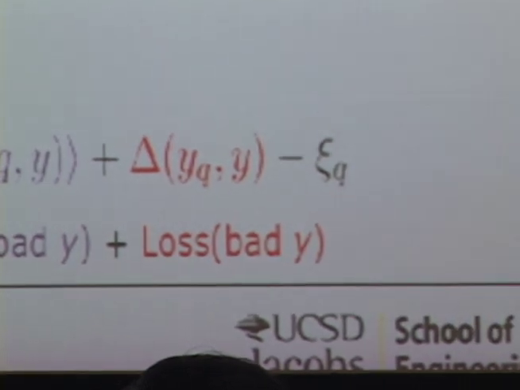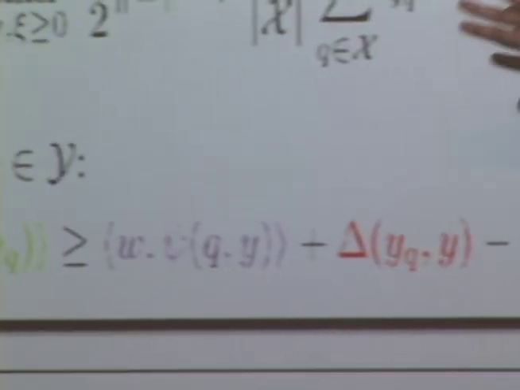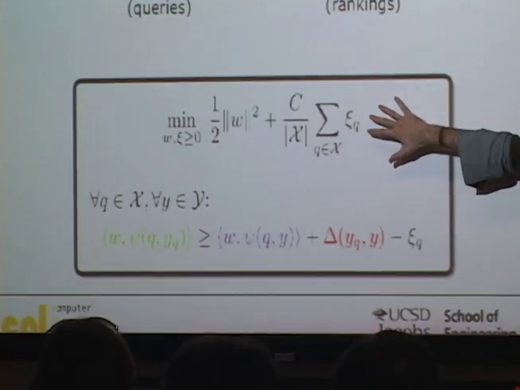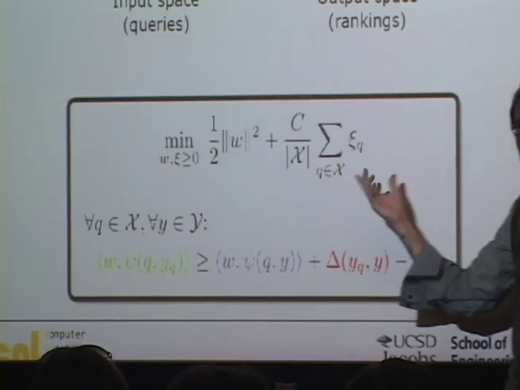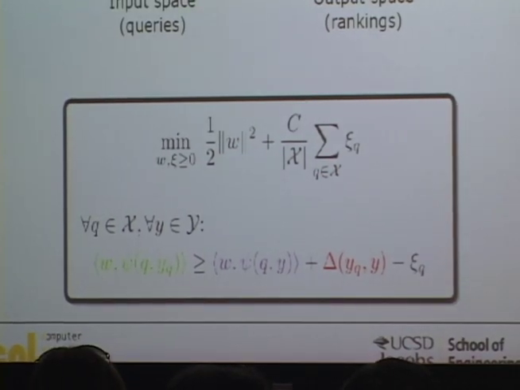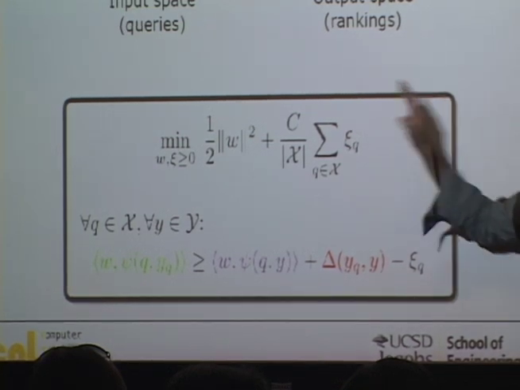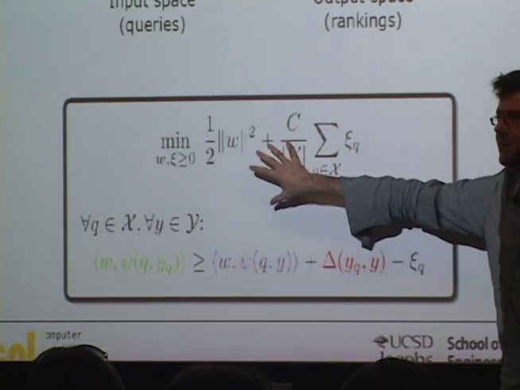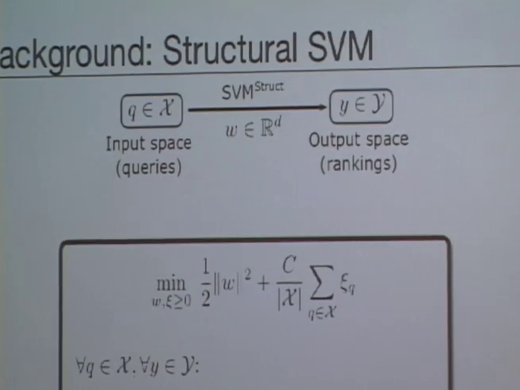And then if we take these constraints and we throw that into an optimization problem that looks very much like the standard SVM optimization problem, with some regularization term or a margin term here and an error term, then basically we have the formulation of a structural SVM. In summary, solving this thing here allows us to build a support vector machine that can predict rankings instead of binary class labels.